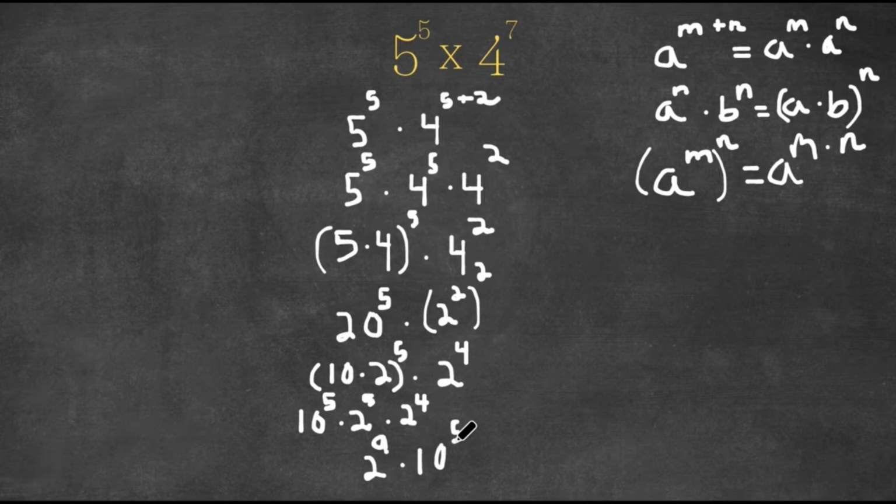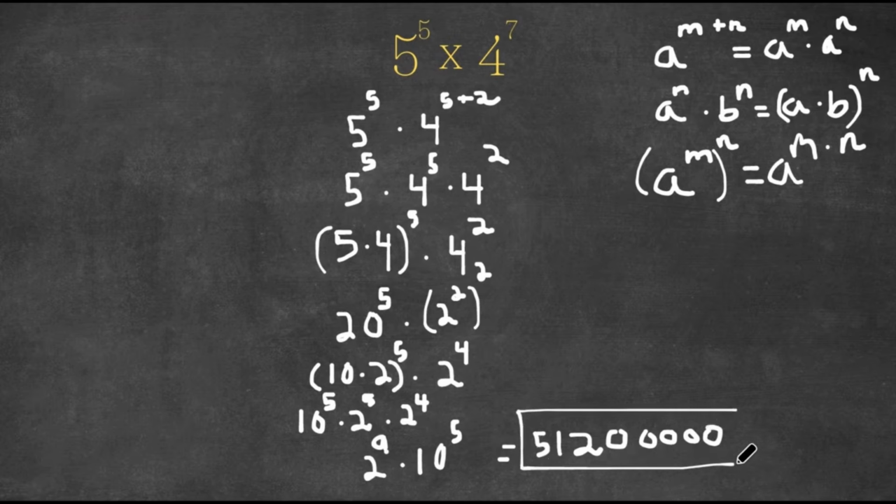Now, 2 to the power of 9 is equal to 512. And 10 to the power of 5 is simply, when we're multiplying something with 10 to a specific power, we're simply adding that exponent amount of zeros to the number. So we're going to add 5 zeros to 512. So we have 1, 2, 3, 4, 5. So this here is our answer to this problem.